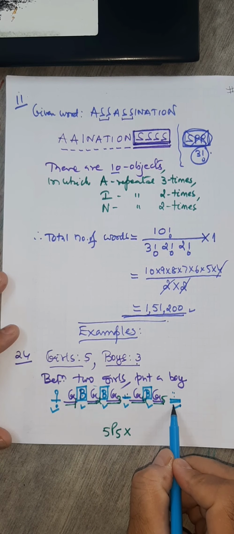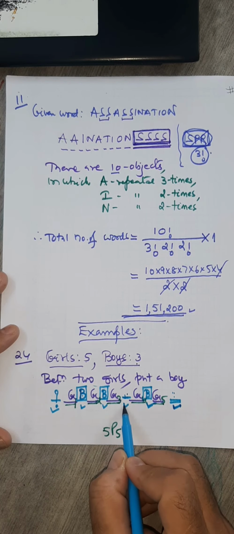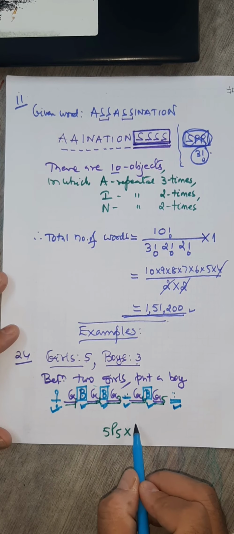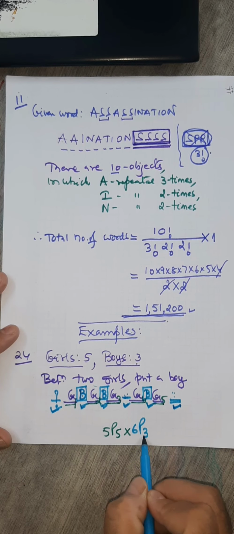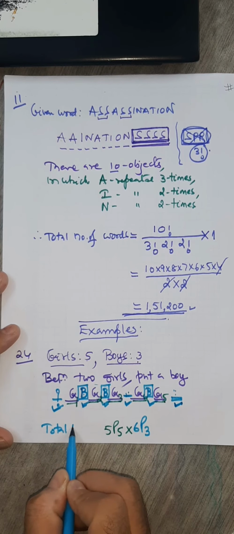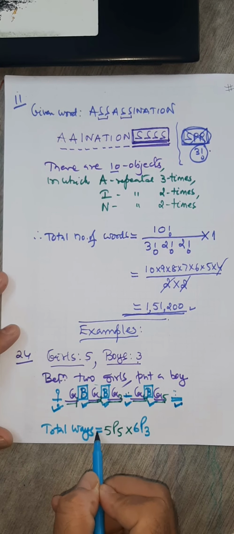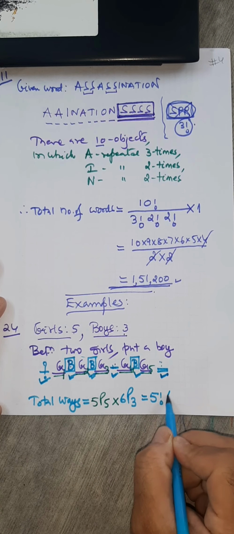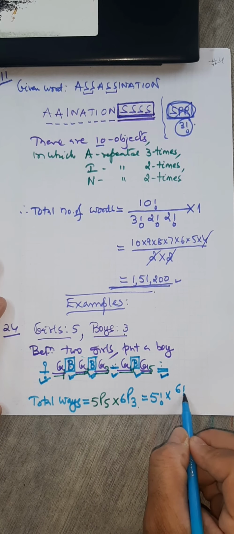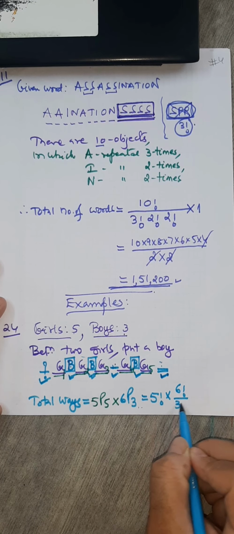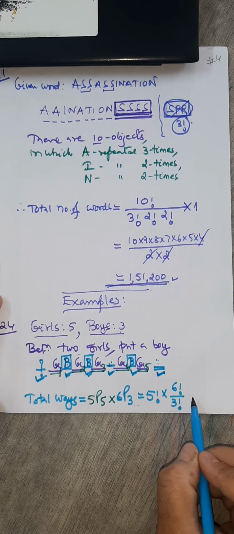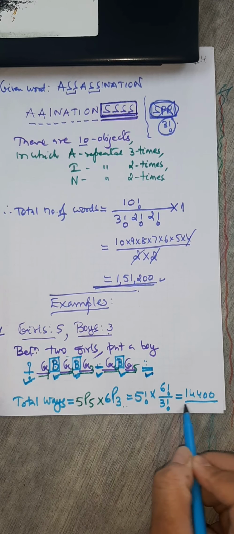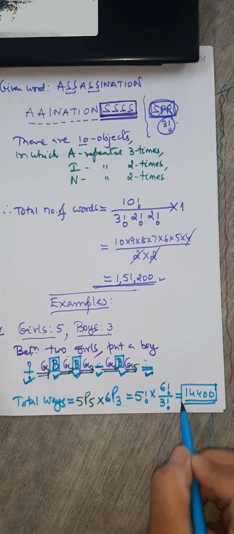तो कितनी पोजीशन होगी फॉर बॉयज? 1, 2, 3, 4, 5, 6. 6 positions and 3 boys. How many ways can it be done? 6P3 ways. So the total number of ways equals 5P5 into 6P3. What is 5P5? आप जानते हैं, 5 factorial. What is 6P3? 6 factorial upon n minus r, that is 3 factorial. So you simplify this, you will get 14400, right? The simplification you now know very well how to do.